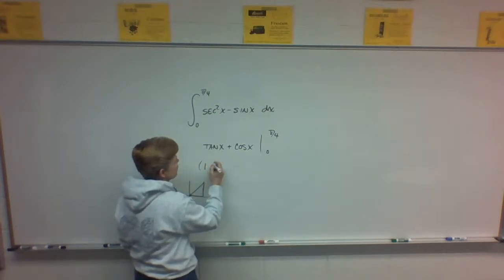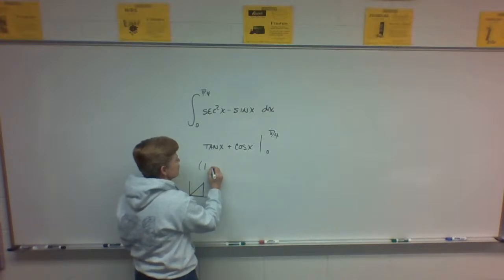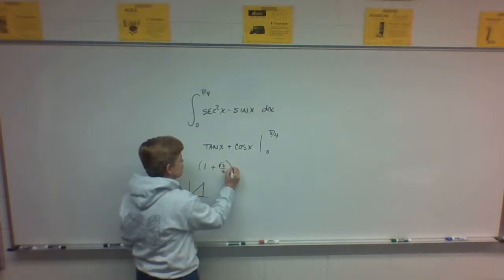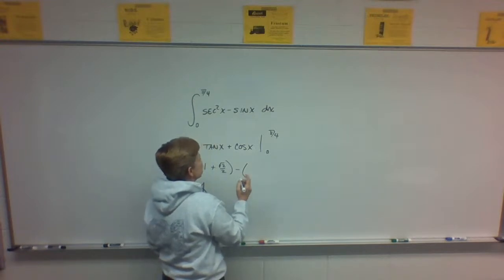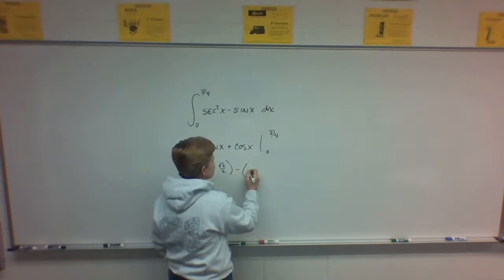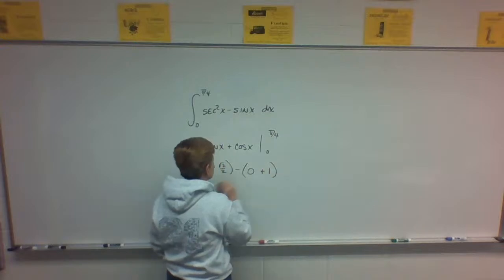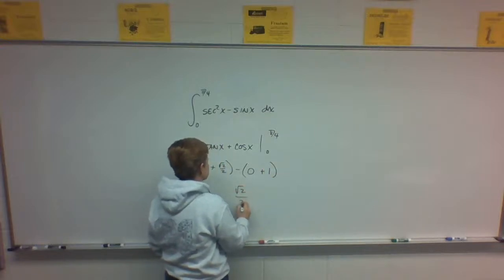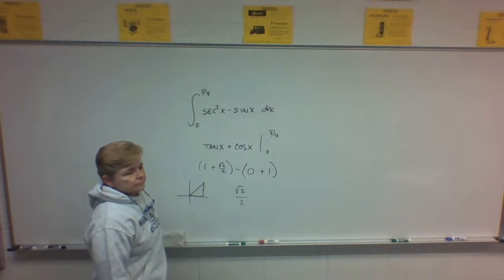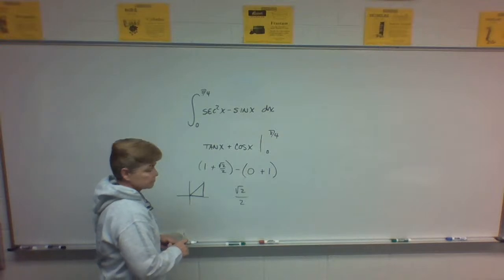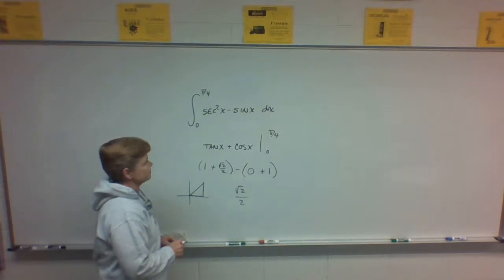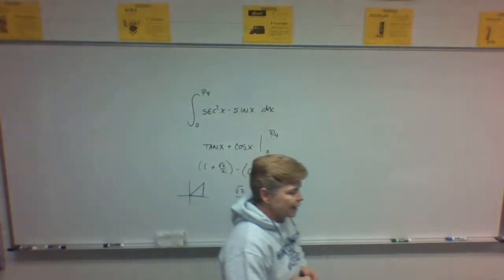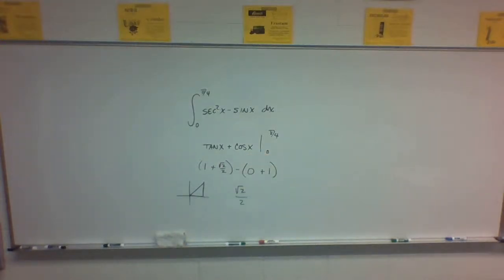What's the cosine of pi fourths? Yes, I am evaluating. So plus root 2 over 2, minus. What is the tangent of 0? 0. What's the cosine of 0? 1. So it's root 2 over 2. Wow. You see it? Okay. All right. So that's example 1, applying that thing we just discussed on page 7.2.